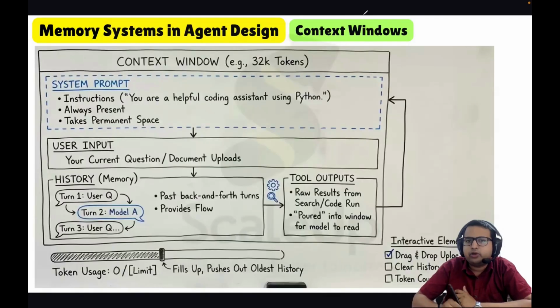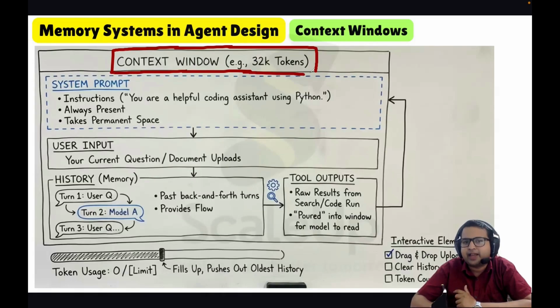Now, the context window has a size. It depends on the large language model. For some, it is 32K tokens, for others 128K tokens, 256K tokens, like that.